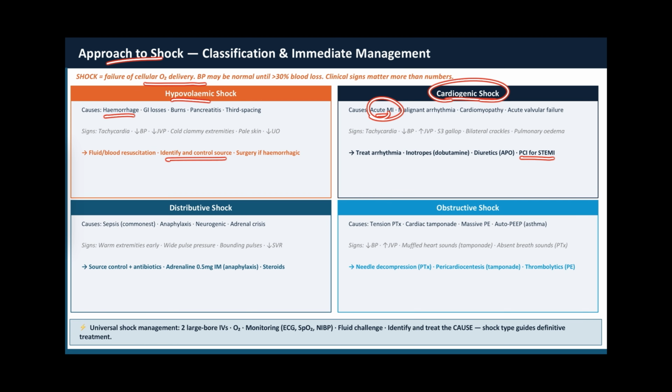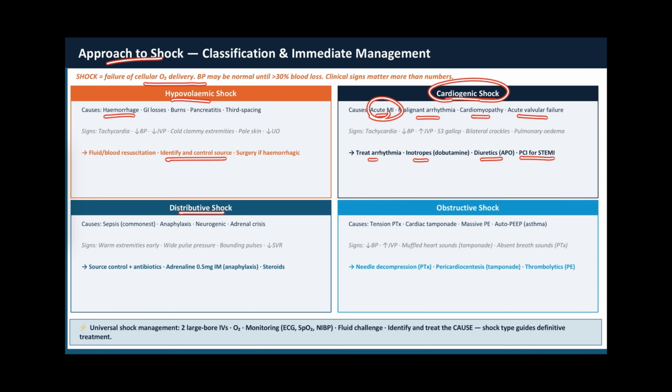Okay, other causes are also there, like malignant arrhythmia. If it is there, treat the arrhythmia. If it is a cardiomyopathy, you cannot do anything for it. The only thing which you can do is keeping the patient on the inotropes. And if there is acute valvular failure, you need to actually replace it. Take the patient for the surgery, and for the time being, you can give diuretics for this patient, and diuretics can be given for heart failure patients as well. These patients need careful fluid management.